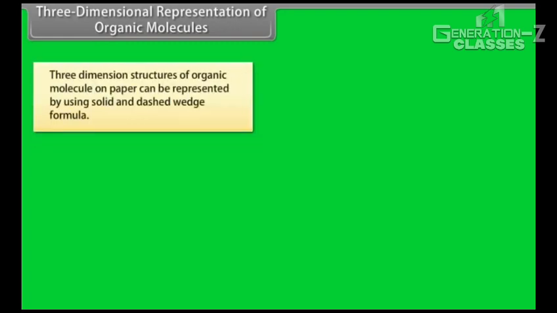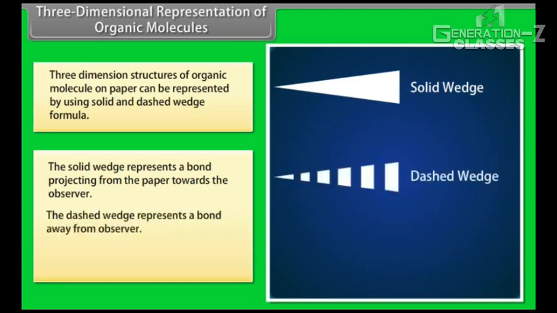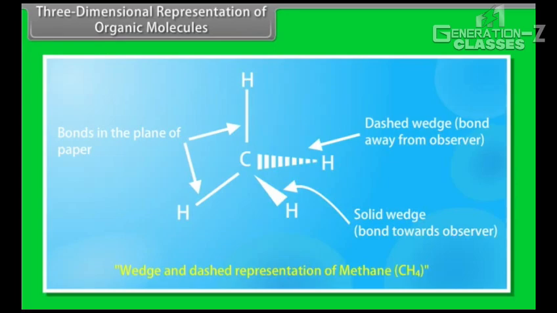Three-dimensional representation of organic molecules. Three-dimensional structures of organic molecules on paper can be represented by using solid and dashed wedge formula. The solid wedge represents a bond projecting from the paper towards the observer. The dashed wedge represents a bond away from the observer. A simple line represents a bond that lies in the plane of paper. For example, methane.